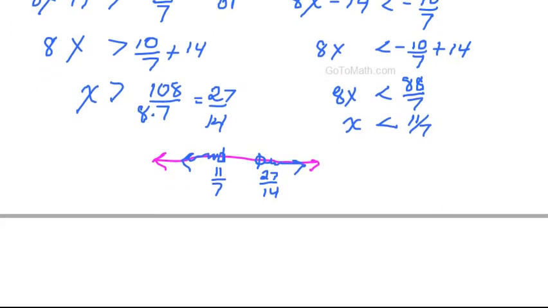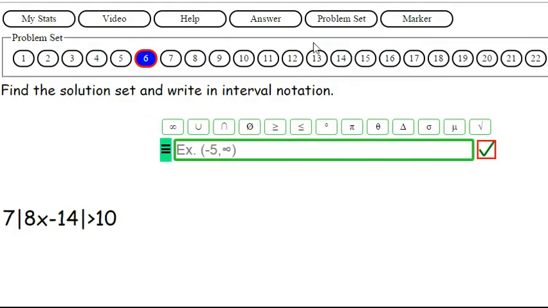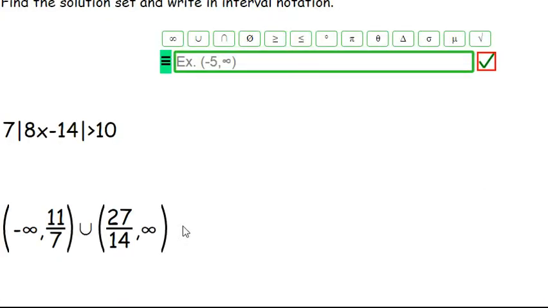I guess what we need to do now is go ahead and write the interval. So we have negative infinity to 11 over 7 union 27 over 14 to positive infinity. Okay, and let's go ahead and bring up the whiteboard and see what we got.